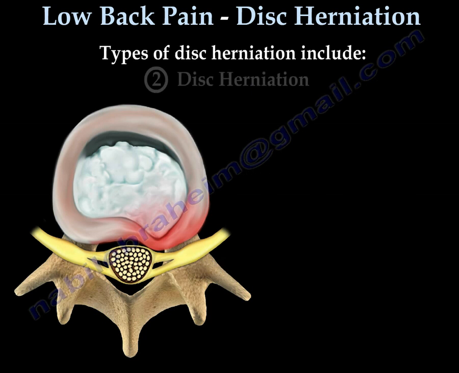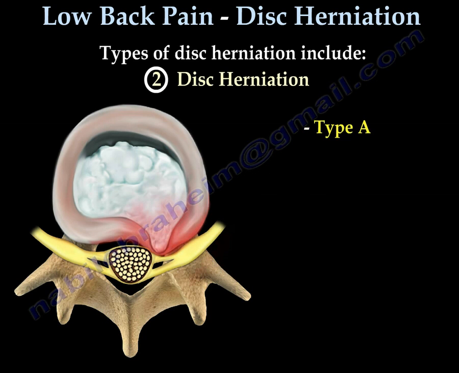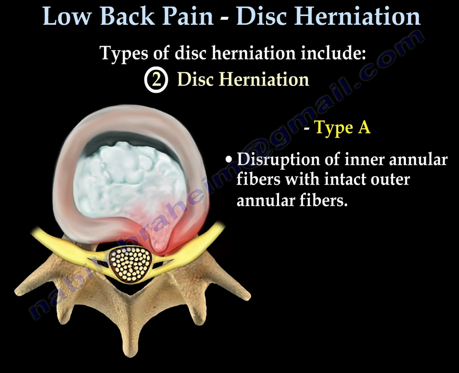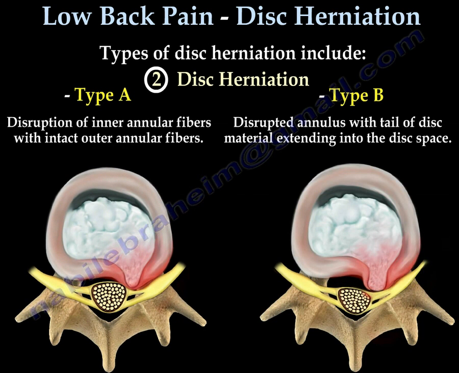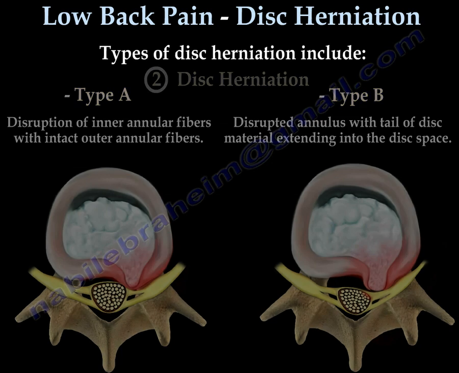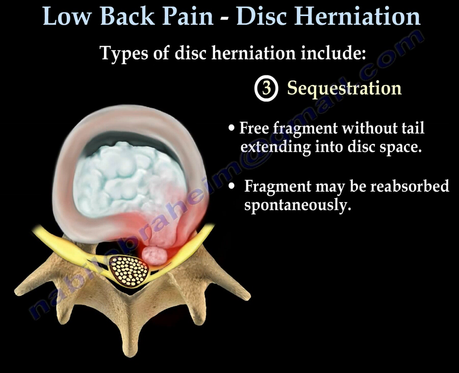The second type is disc herniation. In this type we have disruption of the annular fibers, either partially or totally, with a tail of disc material extending into the disc space. The third type is called a sequestered disc, a free fragment without a tail extending into the disc space. The fragment may have a chance to be reabsorbed spontaneously, and it may actually get better with epidural injection.